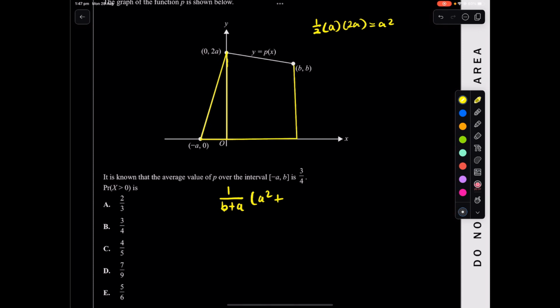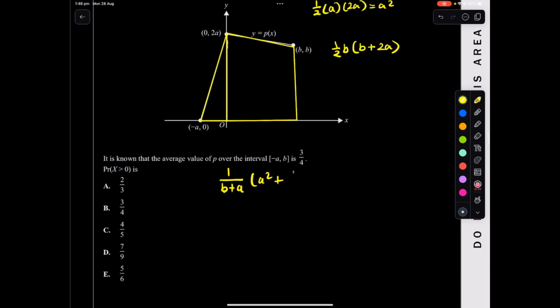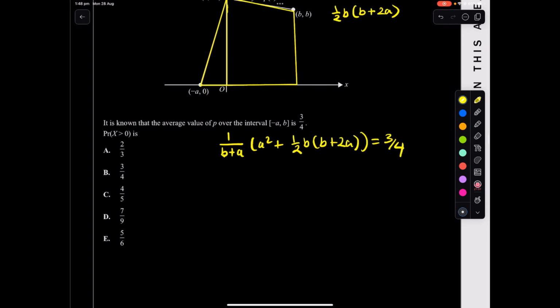what's the area of this trapezium? Well, the area of a trapezium formula is half the sum of the two lengths, so b plus 2a, times this length over here, which is b. I'm just going to write over here, so it'll be half b. And we add that to this. And that should equal 3 over 4, your average value.